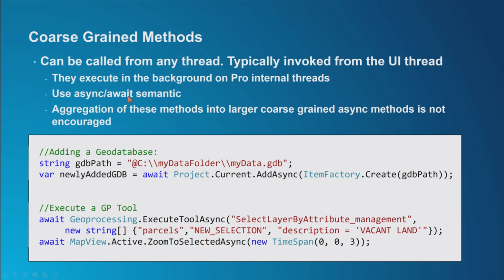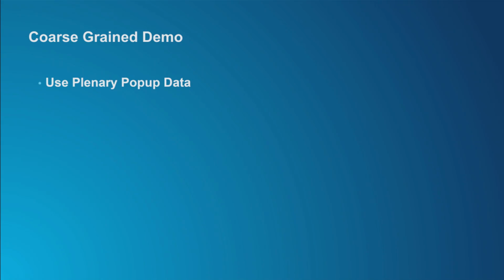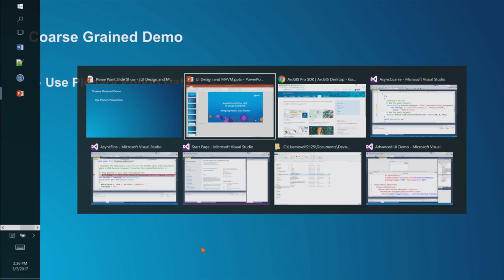Below you see two samples. First, we add a geodatabase to our current project. So you can see we have a geodatabase path. That's the path to the .gdb folder. We have an item factory that we use to create an item, and then we add that item asynchronously to the current project. And a second sample is to execute a geoprocessing tool, and here you see a sample of using the await semantic. So we say geoprocessing execute tool asynchronously, and you see a set of parameters are given. And then after that call is complete, we call zoom to the selection asynchronously, and we give it a time span to do so. So you'll see that in the sample in a little bit as well. And here we go. We go for the first sample snippet. This is the coarse-grained demo.